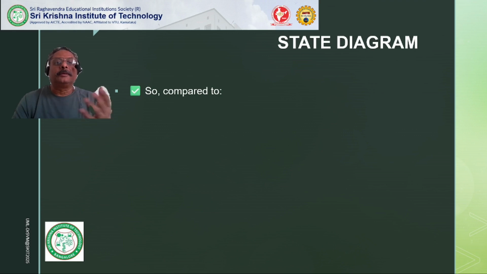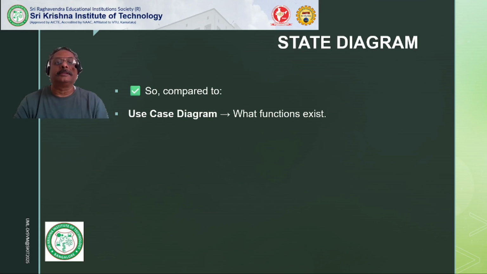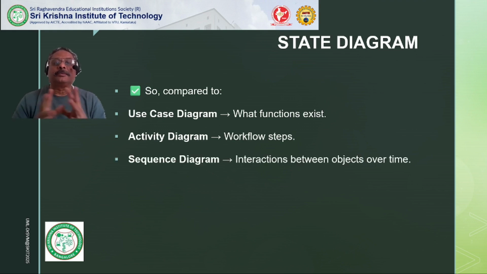Now let's compare with the previous diagrams we had drawn earlier, to see how the state diagram is different. If we take a bird's eye view, it can be easier to understand what makes this different from other diagrams. First, we started with the use case diagram. It talks about what functions exist in our system, just a list of the functions. Then in the activity diagram we showed the workflow, how the work flows from one step to another step. And then we have a sequence diagram. This was talking about the interaction between the objects over time.